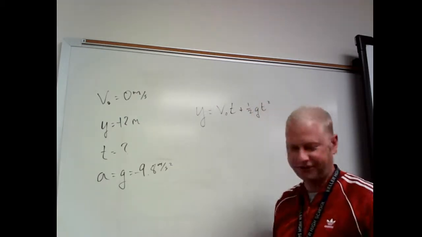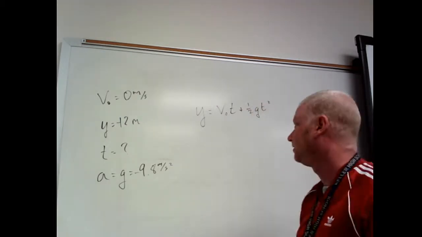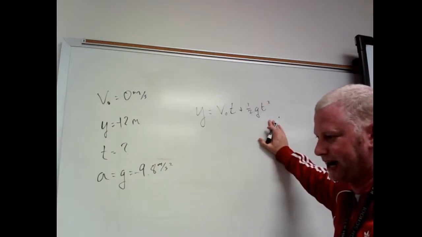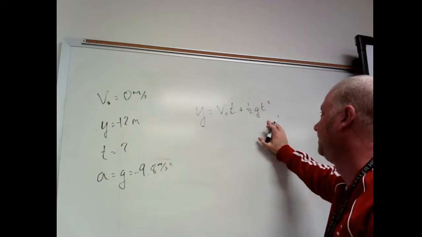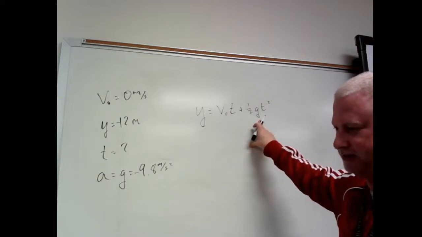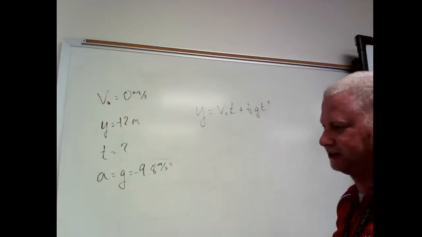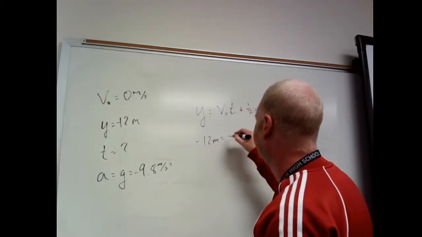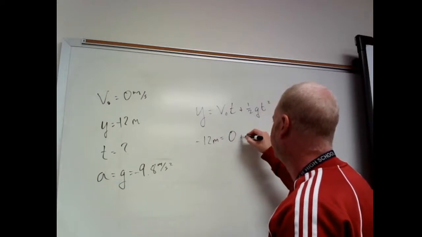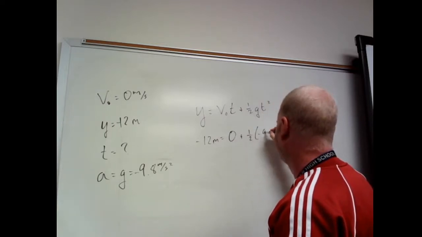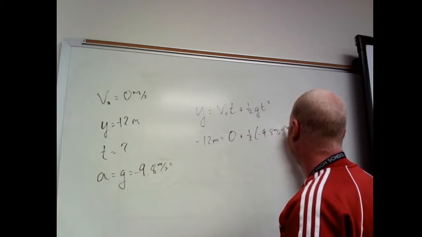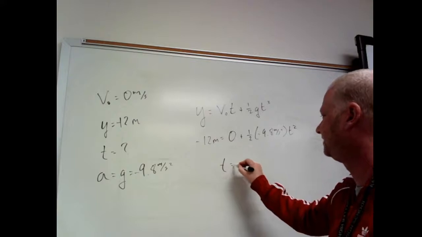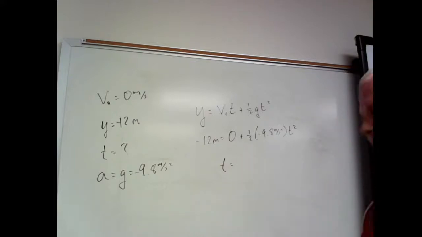We have enough information to solve now using that third kinematic equation, where y equals v naught t plus 1/2 acceleration times time squared. Notice I switched out a with g because g is the same thing as acceleration in this case. So negative 12 meters is equal to 0 plus 1/2 of negative 9.8 times time squared. All right, so go ahead, solve out, and what do we get?